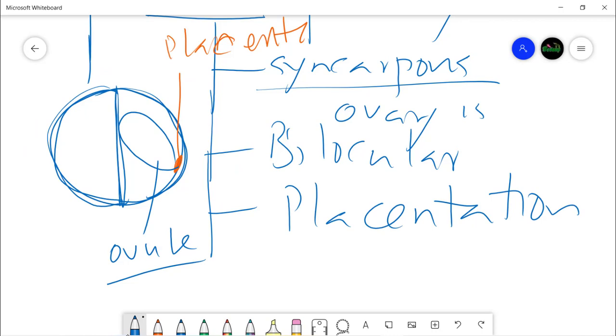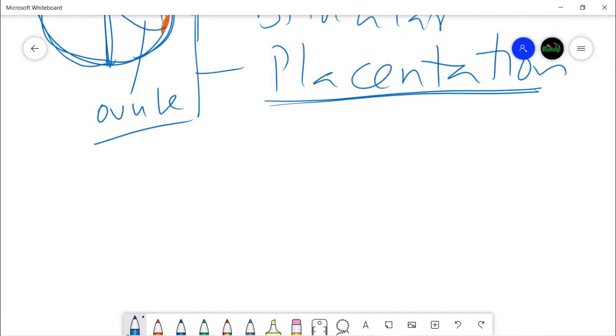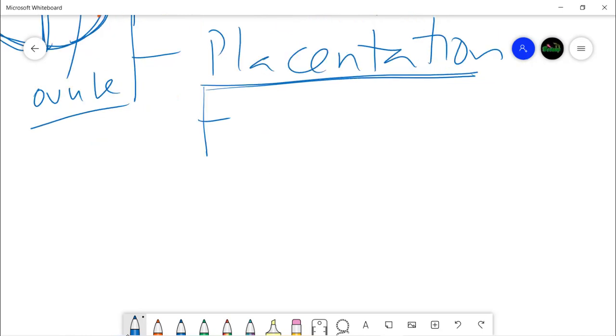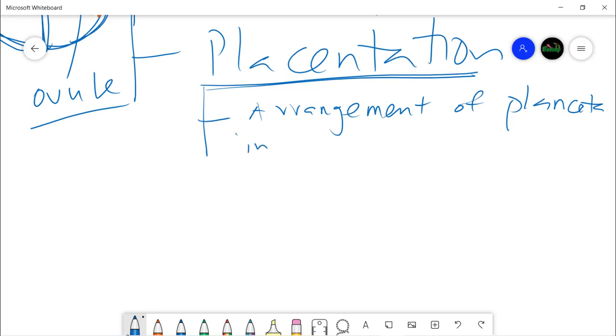So next is the term placentation. Placenta, as I just said, is a specialized tissue. These tissues arise from the ovary wall, and to those tissues ovules are attached. So what is placentation? It is the arrangement of the placenta on the ovary wall or in the ovary wall. Remember, it is the arrangement of the placenta and not the ovules, the arrangement of placenta in the ovary. How are placenta arranged?